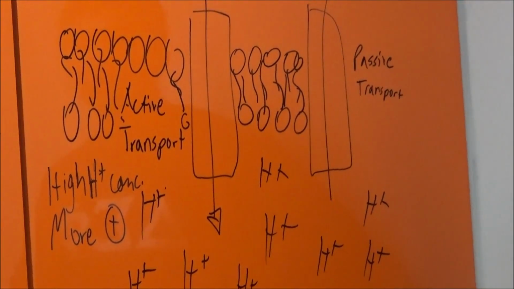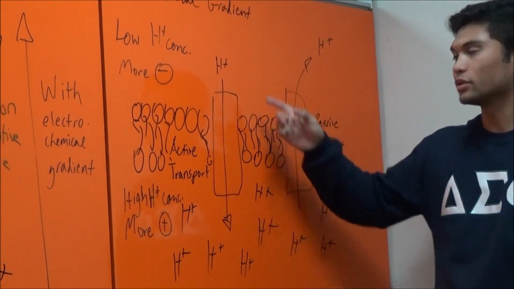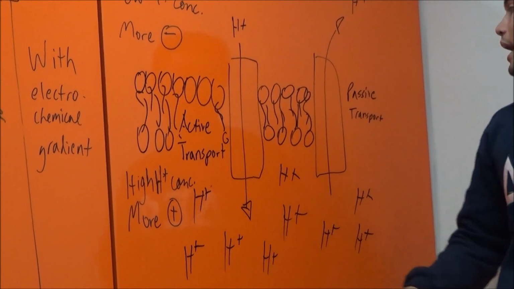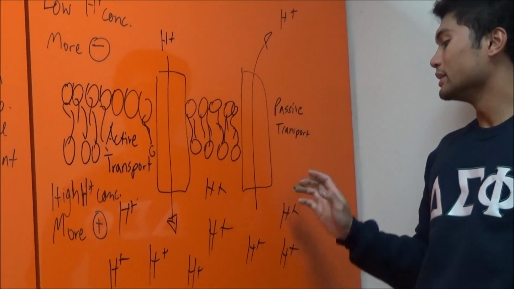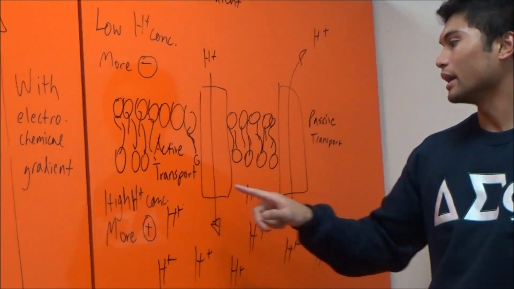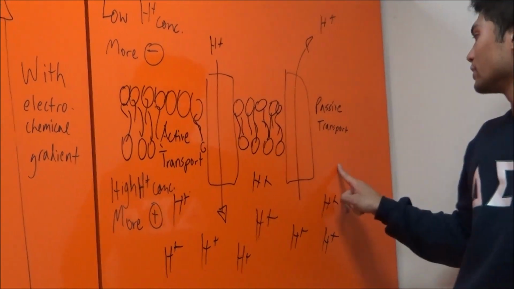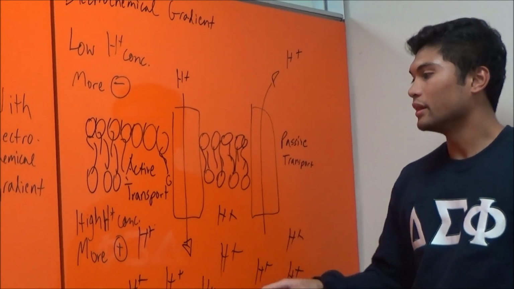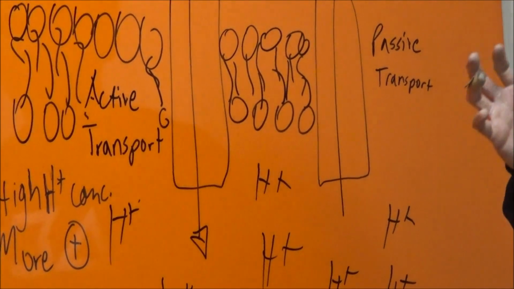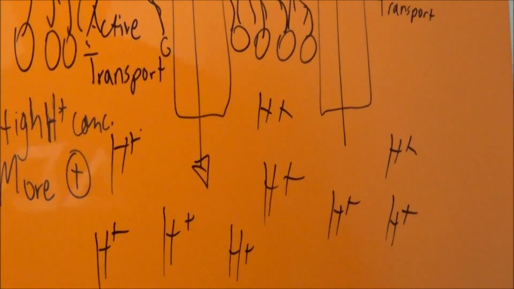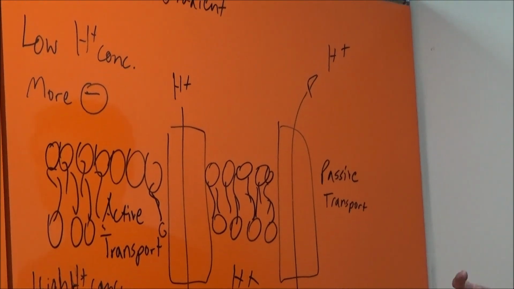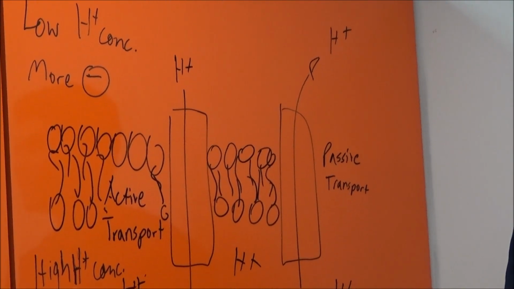Traditionally, electrochemical gradients are created by active transport of protons across the membrane, and passive transport is with the gradient. So, as you've learned already, active transport is against the gradient, and passive transport is with the gradient. The mechanism of active transport creates the electrochemical gradient, while the passive transport tries to make the concentration and the charge equal.